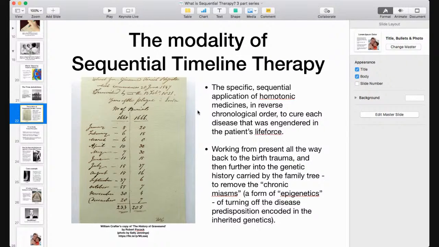So, as I say in the second point here, we're working all the way back to the birth trauma, and then further into the genetic history that's carried in their family tree. So, what we call the chronic miasms. Or the other way of saying that, it's a form of epigenetic therapy where we're turning off the disease predispositions as they're encoded in the inherited genetics.